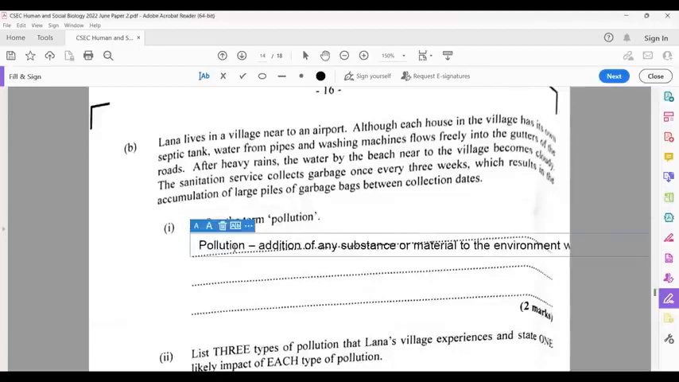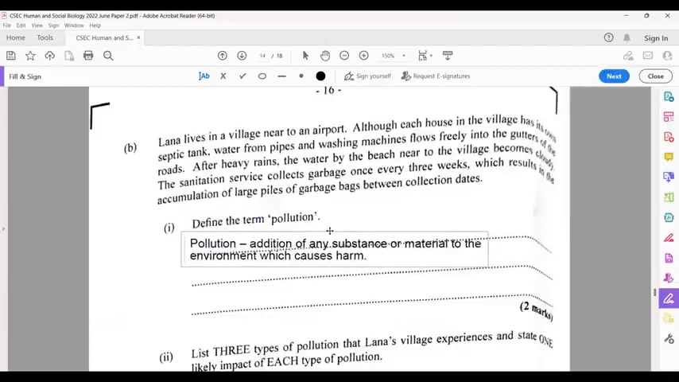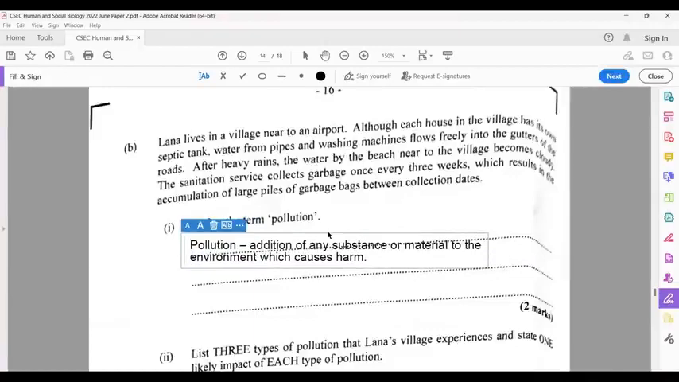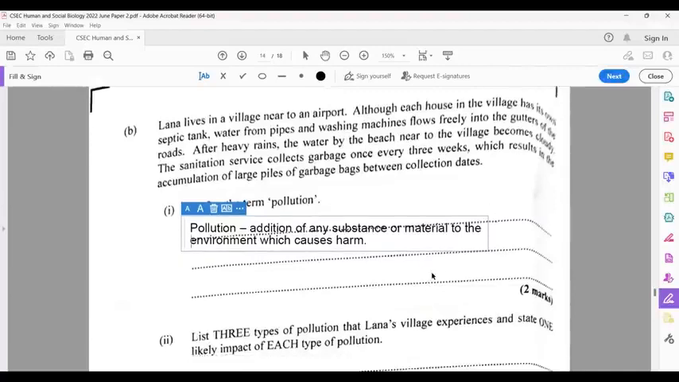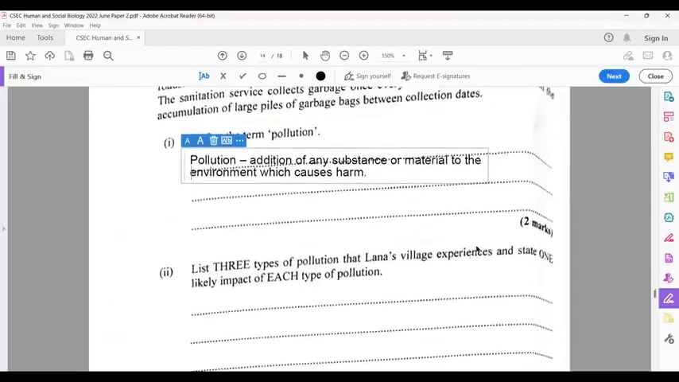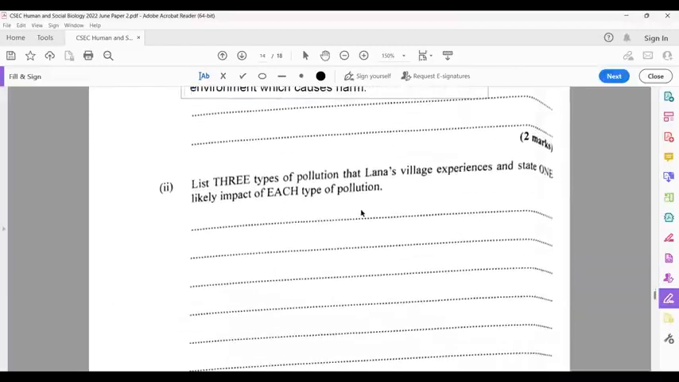And pollution could only be done by humans. If the dog rips up the garbage, the dog is not polluting. You, the human, put the garbage out there for the dog to rip up. So pollution is only done by humans, and it is the addition of some substance or material to the environment which causes harm. Simple definition for 2 marks. List 3 types of pollution that Lana's village experiences and state 1 likely impact of each type of pollution.